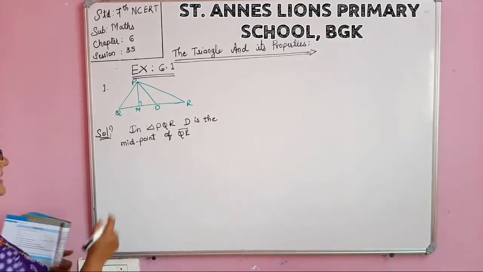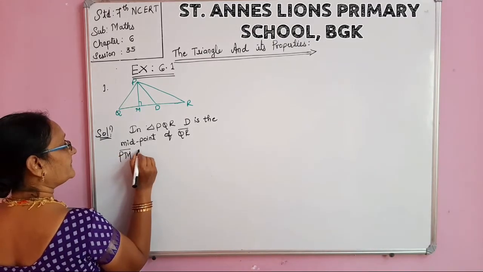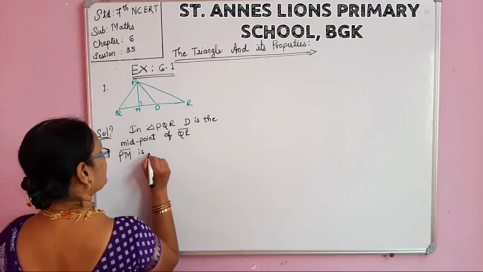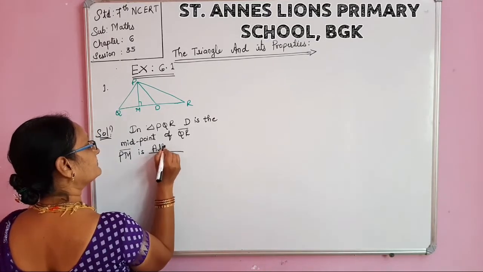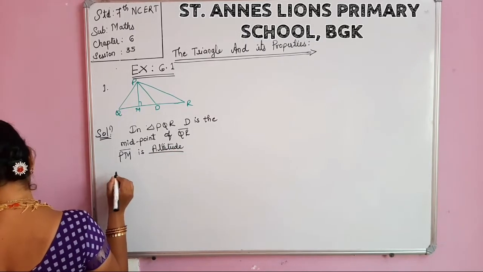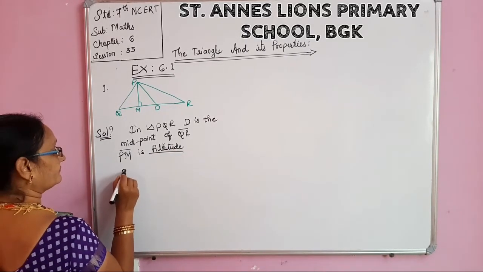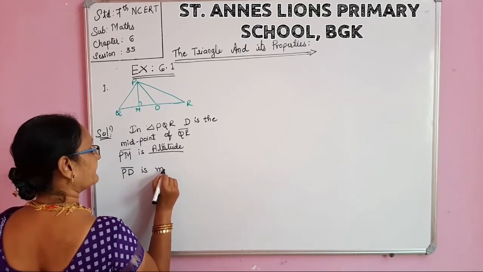So now PM is dash. What is the PM here? PM is altitude. Then PD is median.